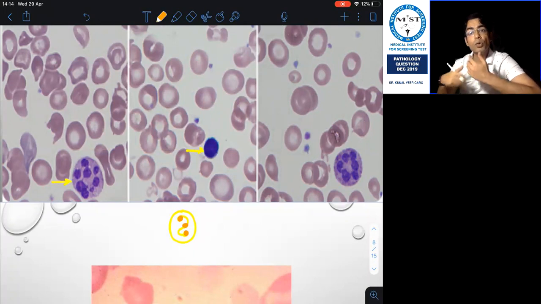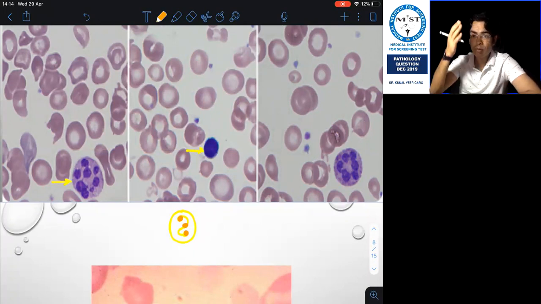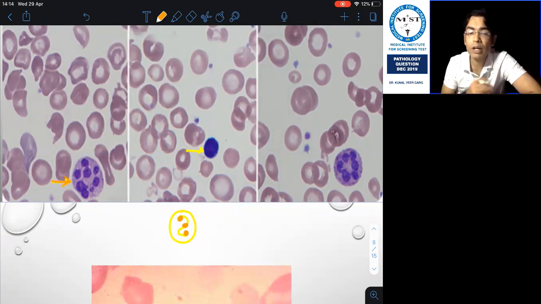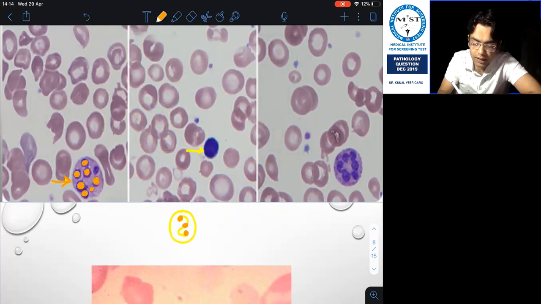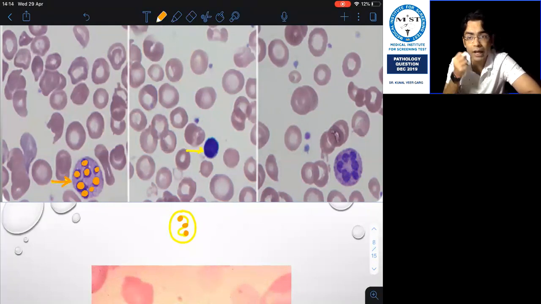But once you are getting more nucleus, that means the maturation process has not occurred properly. So you will have more nuclear content, means more nuclear lobes. Hypersegmented means any neutrophil containing 6 or more nuclear lobes. See the nuclear lobes: 1, 2, 3, 4, 5, 6, 7, 8. So this is a neutrophil which has more than 5 nuclear lobes. So it's a hypersegmented neutrophil. Again, a very important finding of megaloblastic anemia.